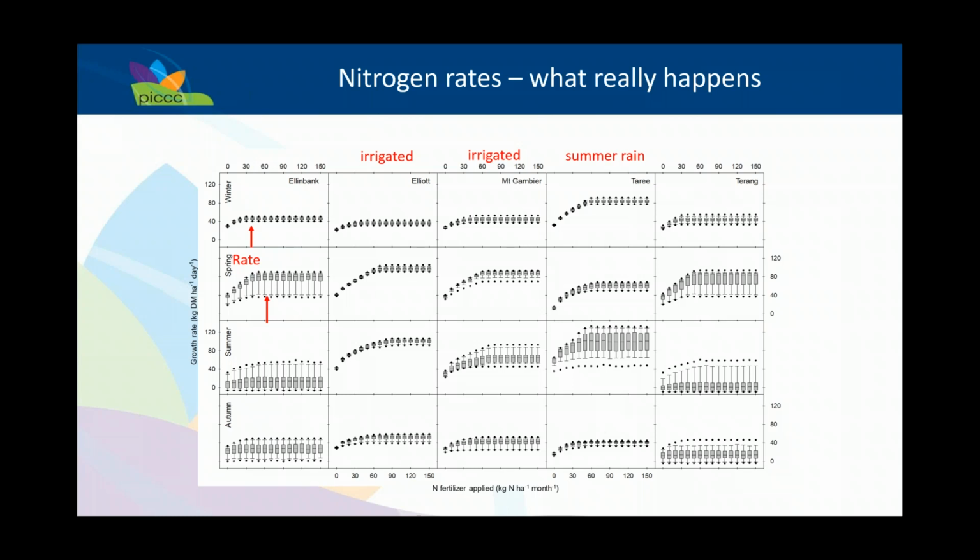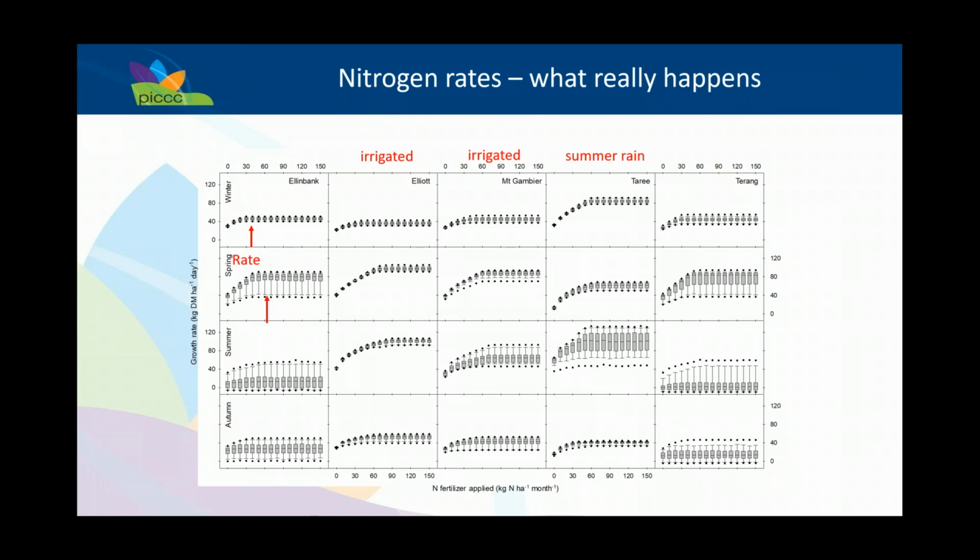Utopia that I showed you, which is Elliott Research Station in spring, so that's two in, two down. Very tight response, very predictable response year in, year out. Mount Gambier, a bit of temperature issues coming through there that means some years aren't as good as others. Taree, very good response in annual ryegrass in spring. Terang, looking a bit more like Ellenbank. You can get some failed springs.